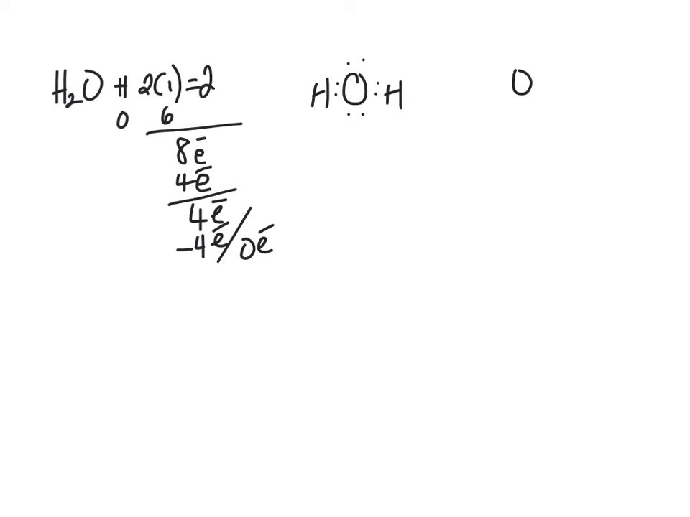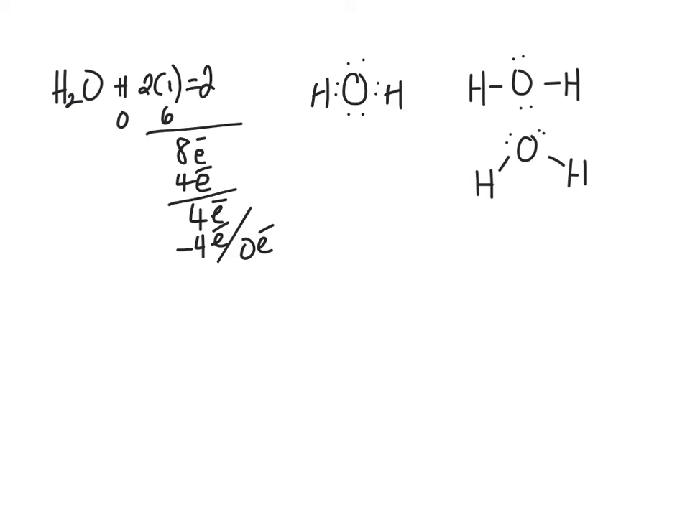So oxygen, hydrogen, hydrogen, 1, 2, 3, 4. But I want you to get into the practice of drawing this as a bent structure. Water is not straight from hydrogen to hydrogen. The lone pairs of electrons actually take up more space than bonding pairs.